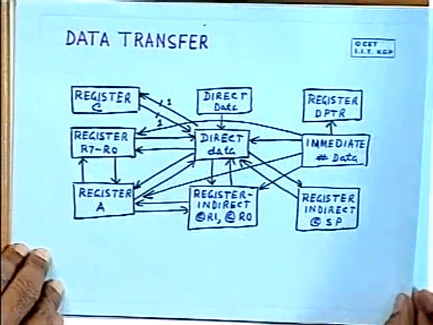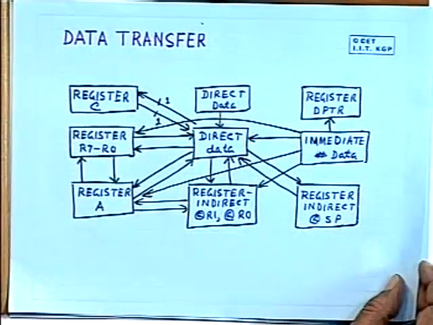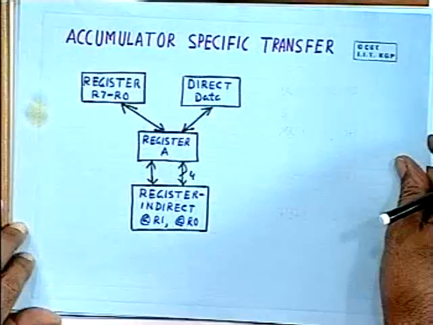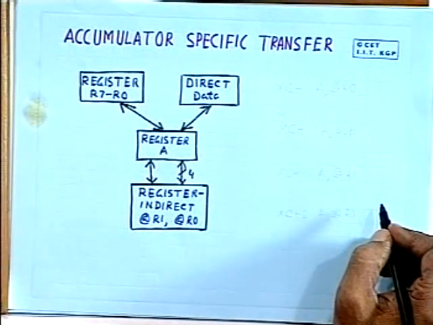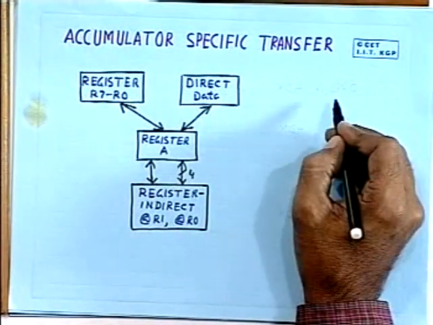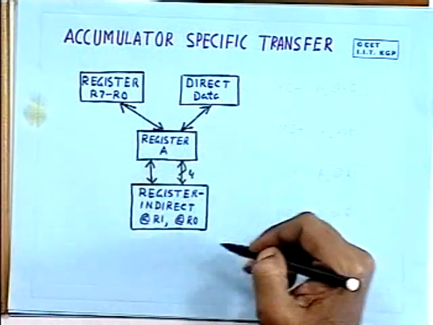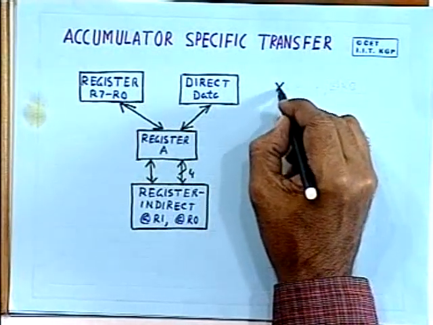So this is about the general purpose data transfer operations, which take place to internal memory and so on. The second type of data transfer operation is accumulator specific transfer. These are essentially exchange instructions, as you can see shown here. So exchange of data takes place.